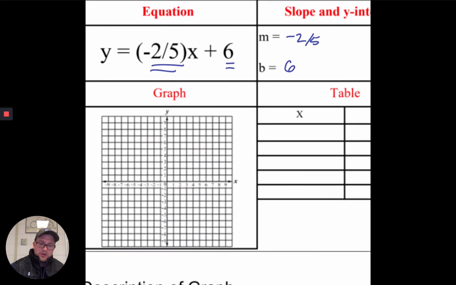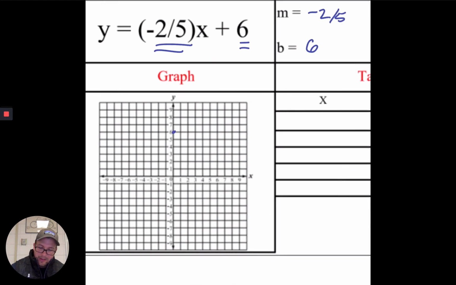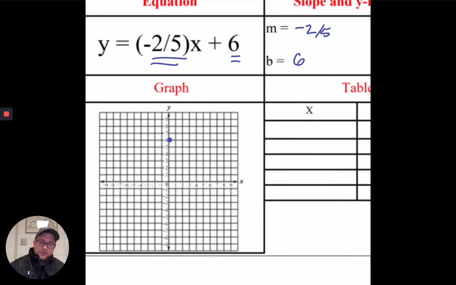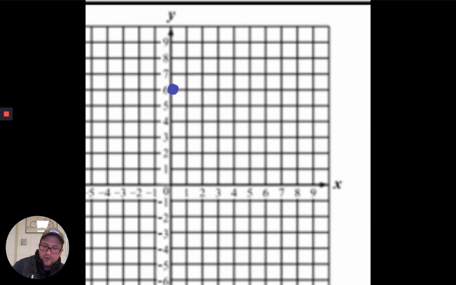You always want to start wherever your y-intercept is. So that was our b value of 6. So up here, we can come and put our first point. Now, from there, we're going to use our slope to tell us where to go next. So looking at our slope of -2/5, that would tell us to go down 2 and to the right 5. So if I go down 2 and to the right 5, 1, 2, 1, 2, 3, 4, 5, this would be my new point. It looks like that has the coordinate of 5, 4.